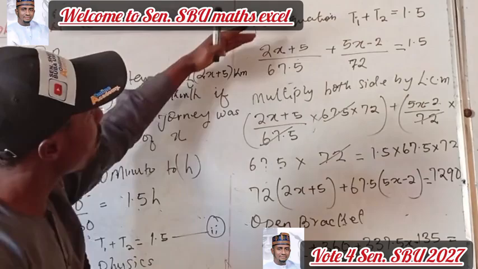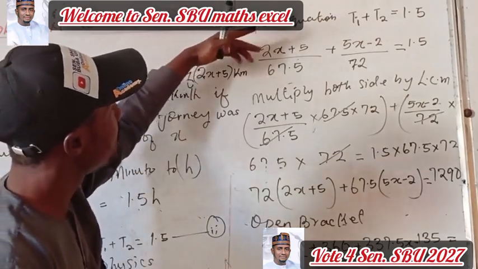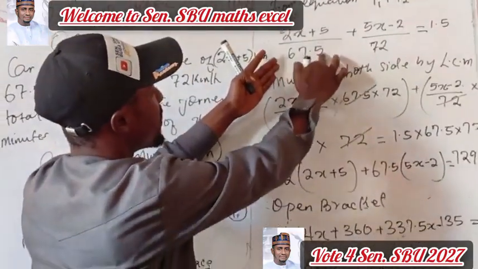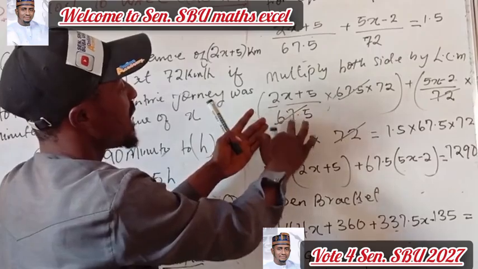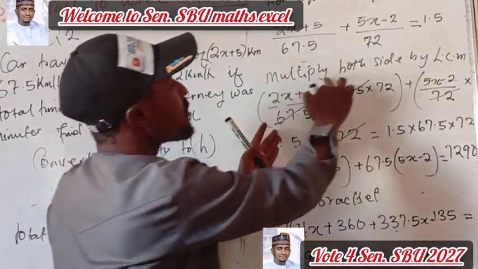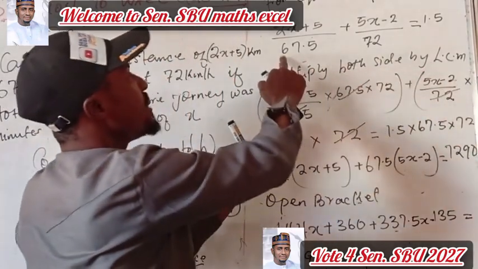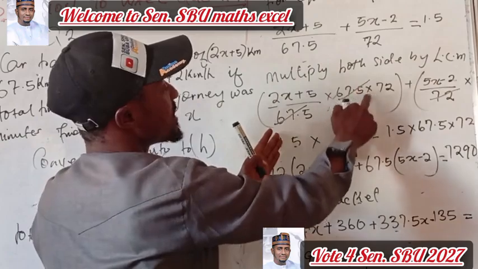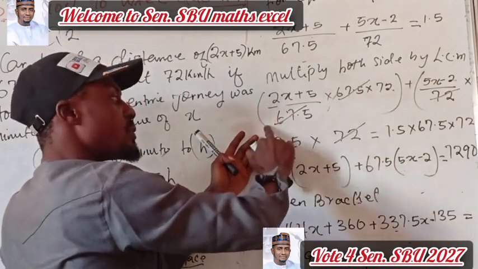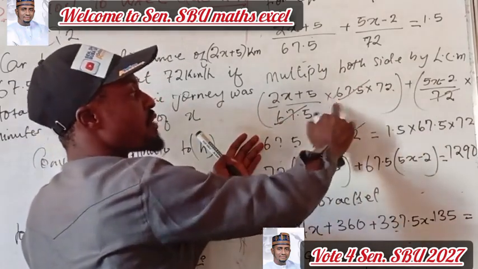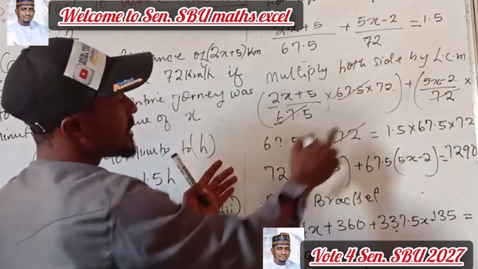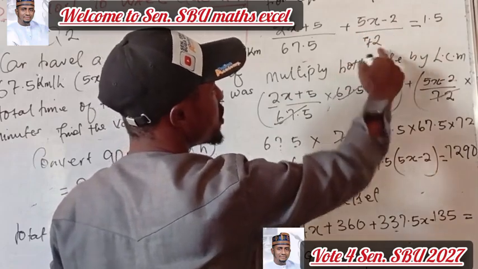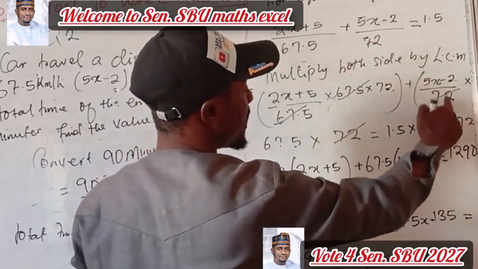We now say when we are multiplying all through by the LCM, here we have (2x + 5) all over 67.5. The LCM is 67.5 times 72. Here, 67.5 cancels 67.5, and we are left with 72. Then plus (5x - 2) all over 72.